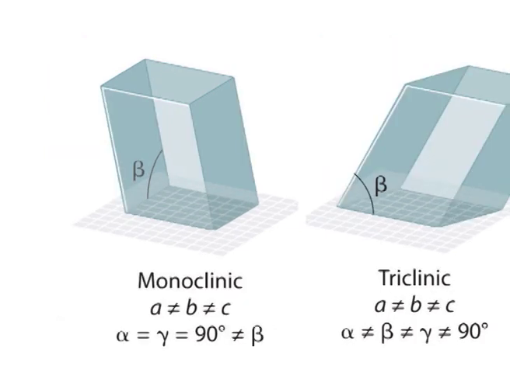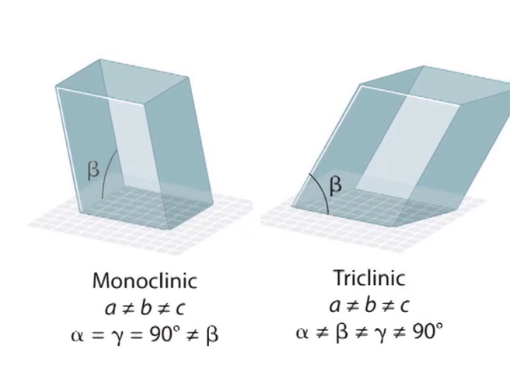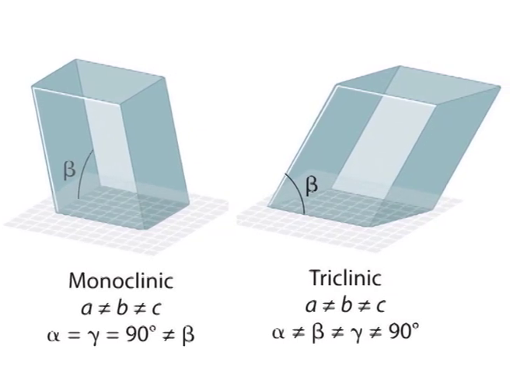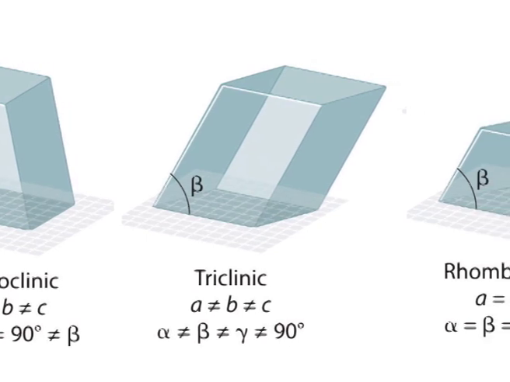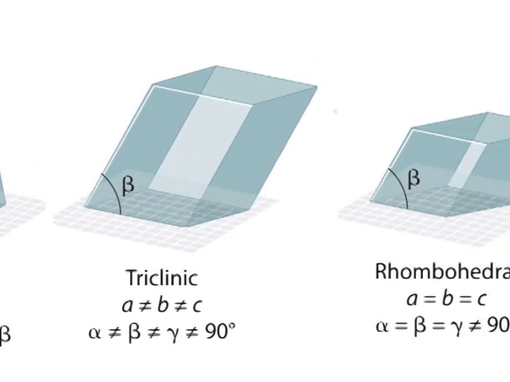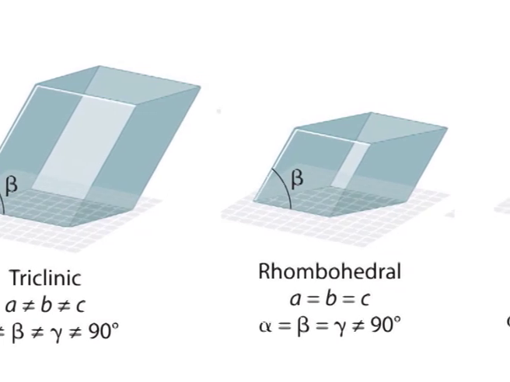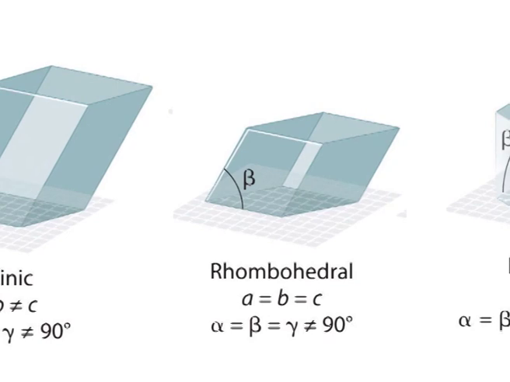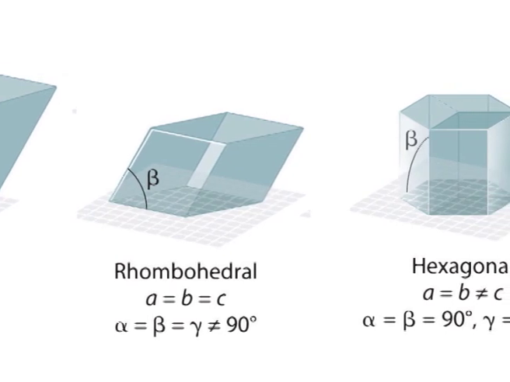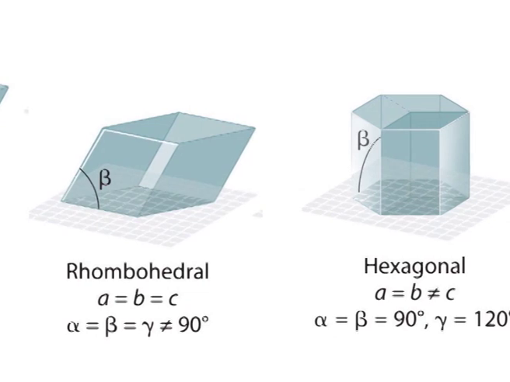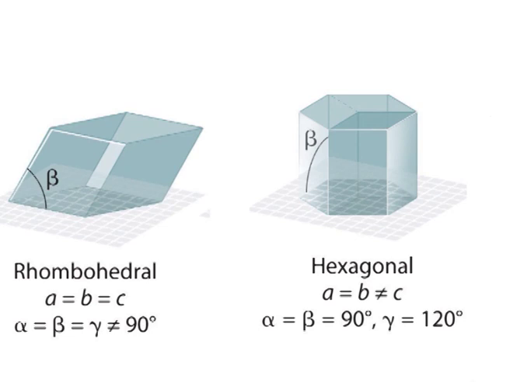In the monoclinic system, a ≠ b ≠ c, whereas alpha = gamma = 90 degrees and beta ≠ 90 degrees. Triclinic system, a ≠ b ≠ c, whereas alpha ≠ beta ≠ gamma ≠ 90 degrees. In the rhombohedral or trigonal system, a = b = c, meaning that alpha = beta = gamma ≠ 90 degrees. In the hexagonal system, a = b ≠ c, whereas alpha = beta = 90 degrees, but gamma is 120 degrees.